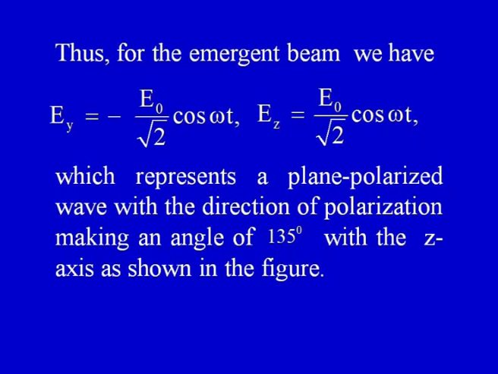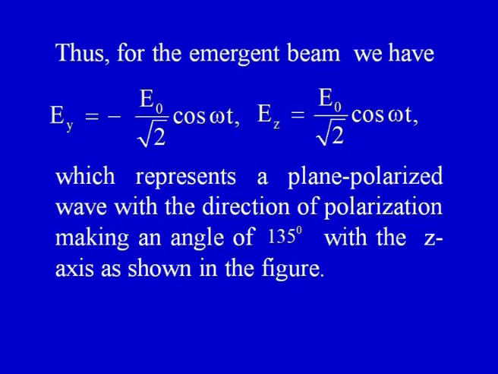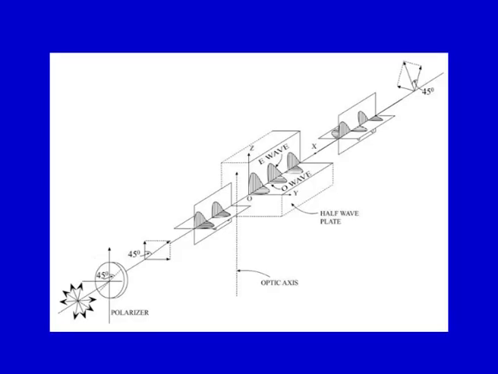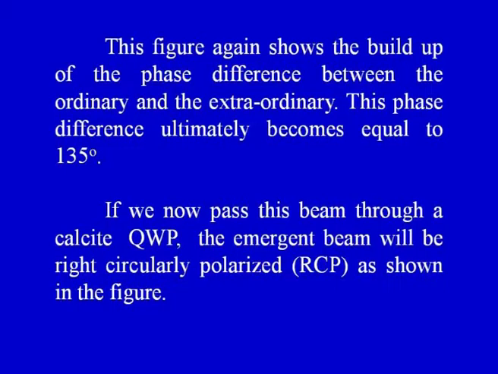Thus, for the emergent light beam in this case, we have Ey is equal to minus E naught upon square root of 2 cos omega t, and Ez is equal to E naught upon square root of 2 cos omega t. Note the minus sign which is appearing in the expression for Ey. This represents a plane polarized wave with the direction of polarization making an angle of 135 degrees with the z axis. Remember, in the beginning at the entry point the angle was 45 degrees, now it is 135 degrees. In the beginning, again remember, they are in the same phase. This figure again shows the build up of the phase difference between the ordinary and the extraordinary.